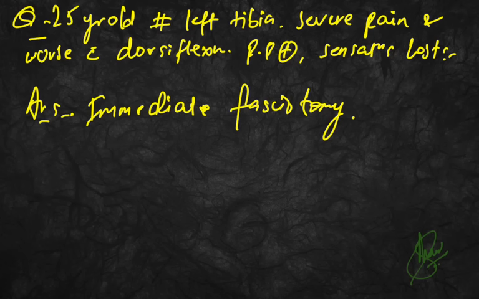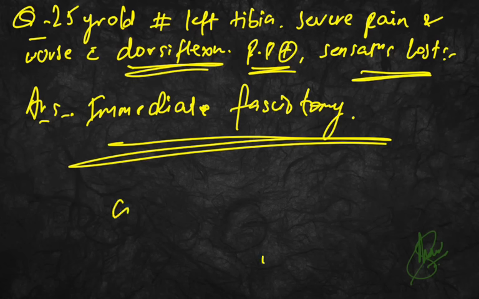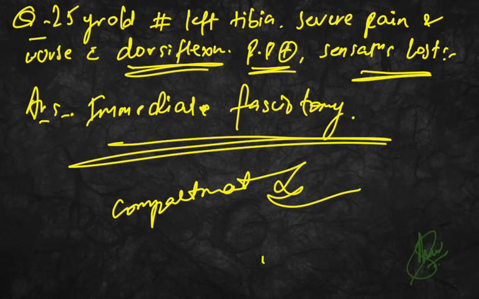25-year-old with fracture left tibia, severe pain and worsening with dorsiflexion. Peripheral pulses are present but sensations are lost. This is an indication of compartment syndrome. For that, immediate fasciotomy is definitely needed.